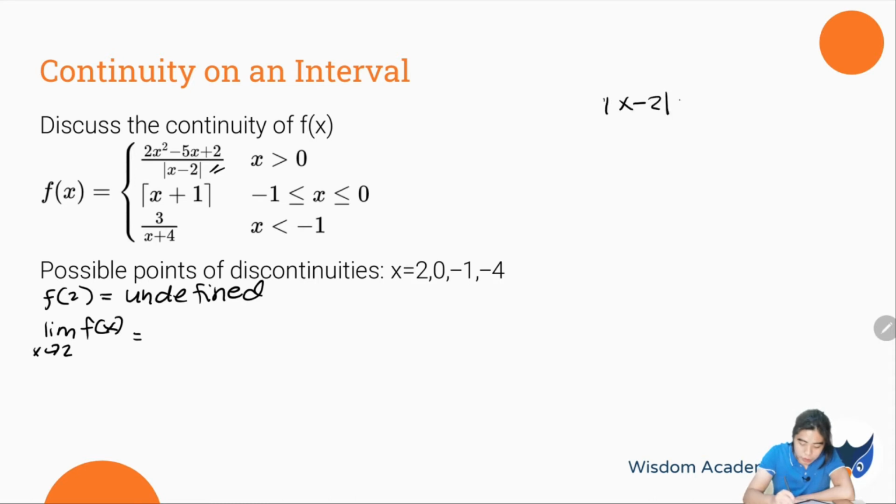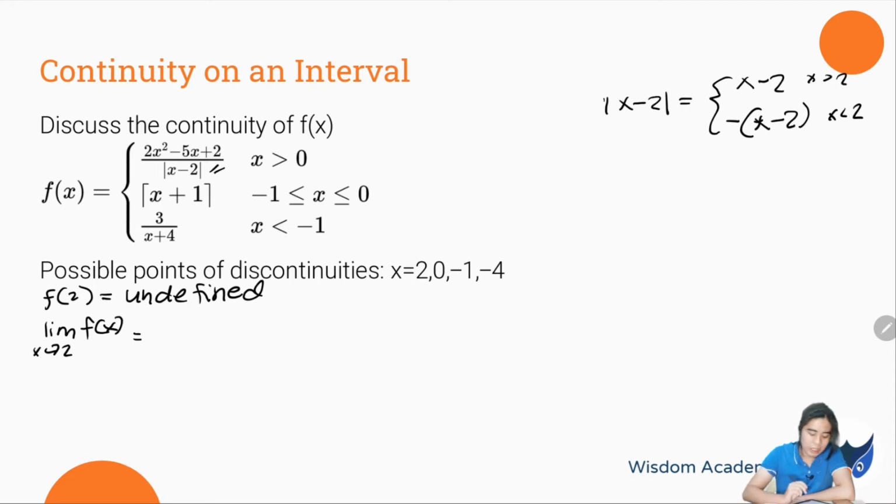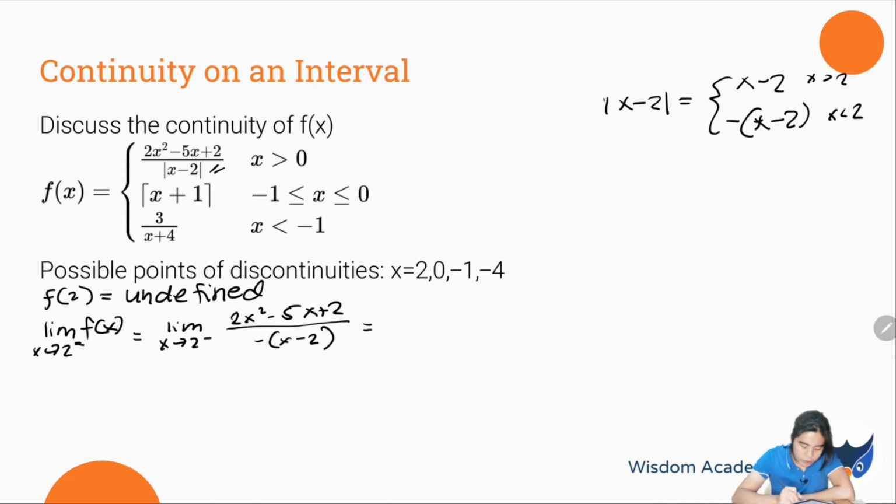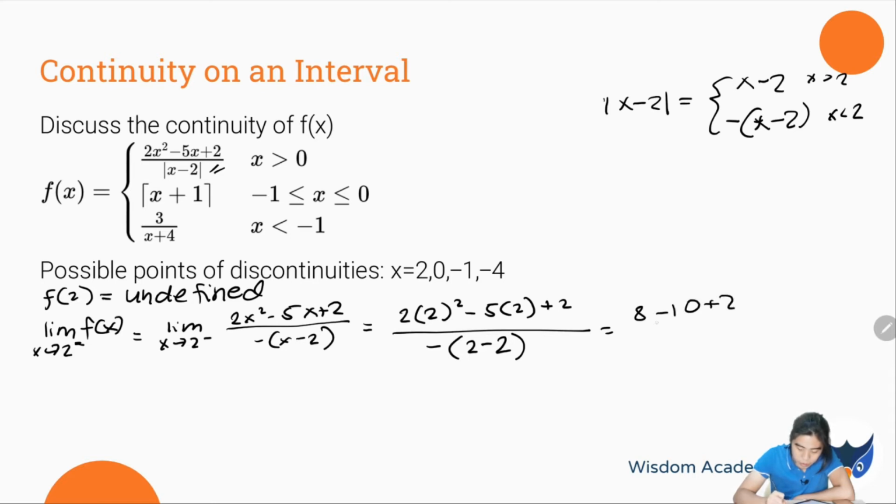minus 2, this will be equivalent to x minus 2 and negative x minus 2 at x greater than 2 and x less than 2. So, kailangan natin kunin yung limit niya from the left and from the right. Okay, so from the left muna. So, this will be equal to, using direct substitution, 2 times 4, 8 minus 10 plus 2 over 0, 0 over 0.